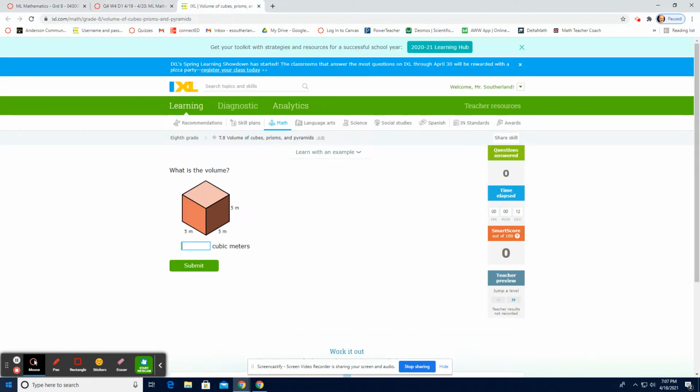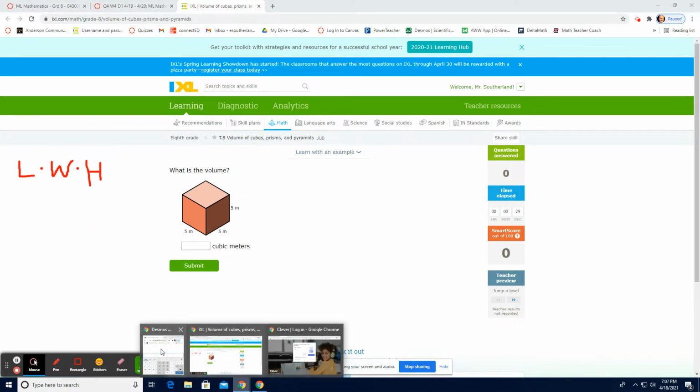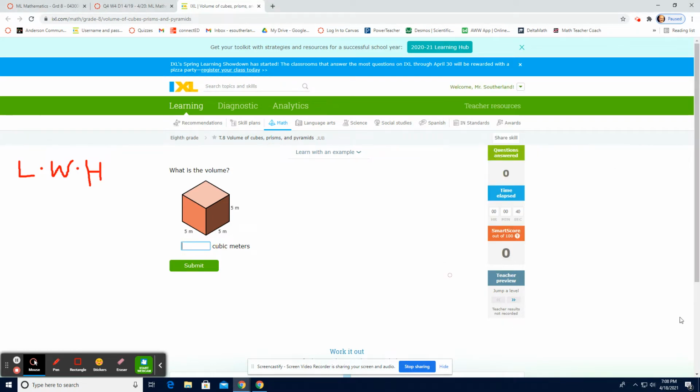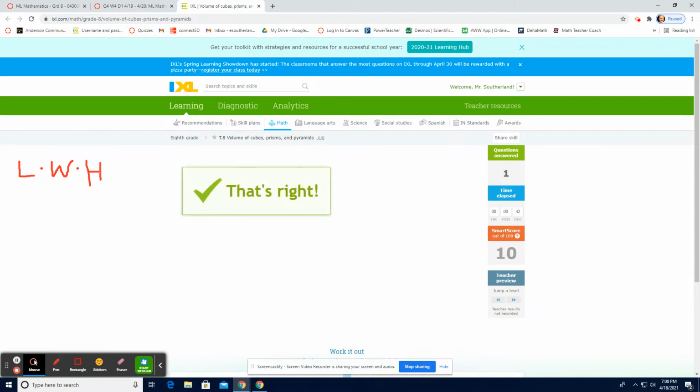So to find the volume of a cube, it is length times width times height. And so you're just going to use a calculator. There's no need to do anything more than a calculator. So here we have 5, 5, 5. So we're going to do 5 times 5 times 5, which is 125. We type in 125. We hit enter.